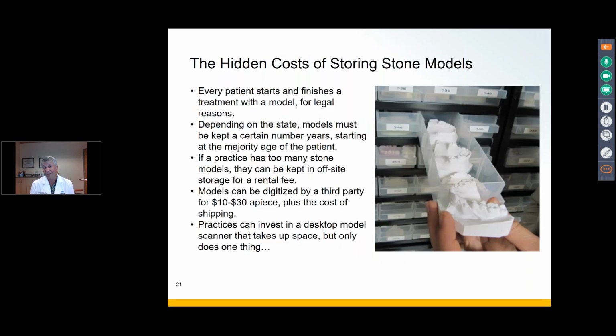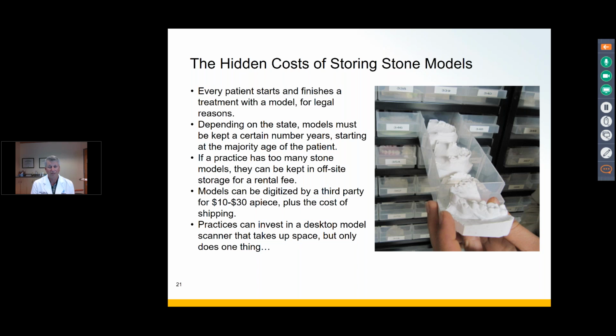The other hidden costs of storing stone models really have to do with just medical legally you're required to keep something there for the time of duration. If some of you have gotten away from taking models, it's an opportunity to get models stored and be in line with what's considered the standard of care. Depending on the state, you have to keep models a certain number of years. So this could be as easy as deleting a file if you had digital scanning, but otherwise you've got to store these things. And I've been there.